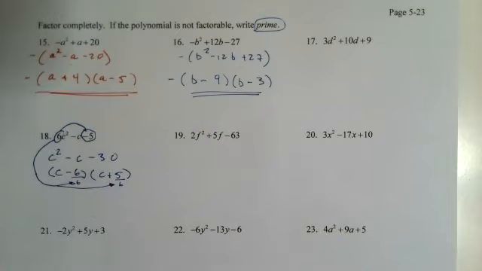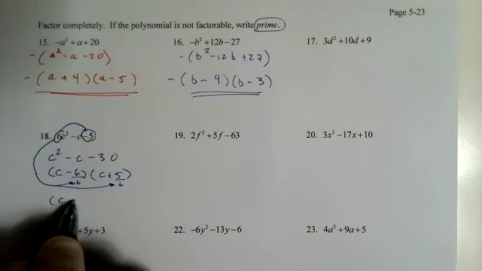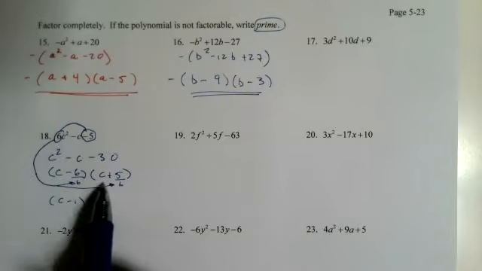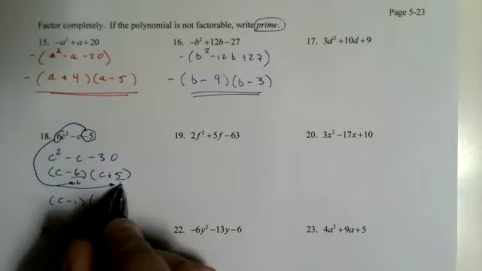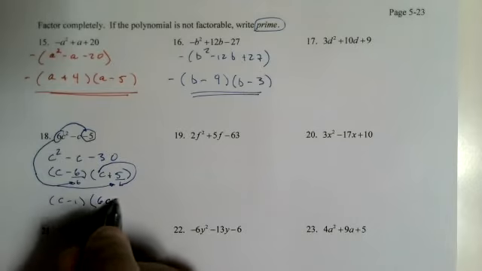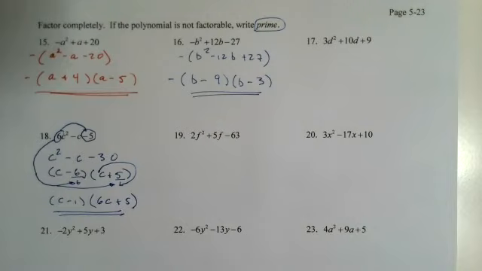Now, this part's a little strange to people, and they say, well, why do you do that? And the answer is because, and that's the only answer I have, because it works. 6 over 6 is 1. Cool, c minus 1. 5 over 6 doesn't divide evenly, so I throw the 6 up here. 6c plus 5.